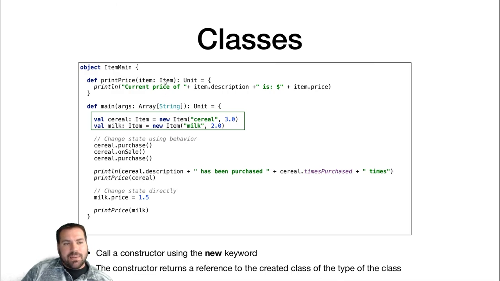We can use that type as our parameters in our methods. We can use that type as return values, the return type of methods. We can call methods with this type. We can do anything we could do with any other Scala type with the brand new type that we just created.